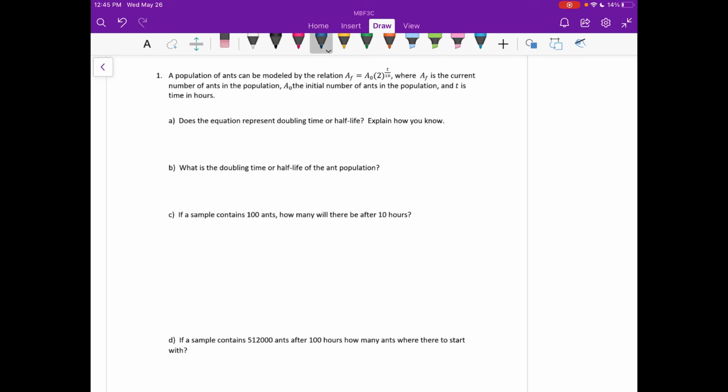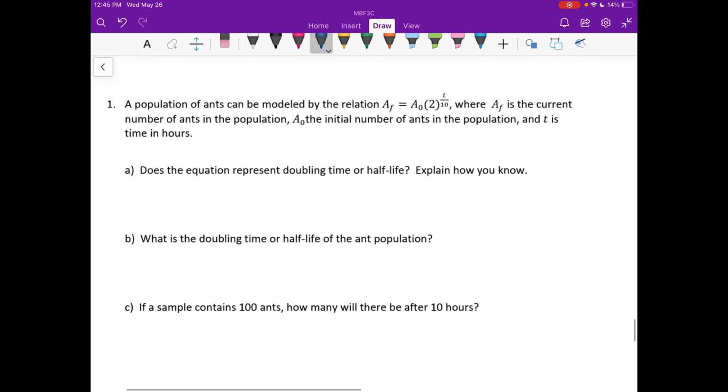Other than that, I am going to take it up with you now. So it says a population of ants can be modeled using this equation, right? Where AF is the current population of ants, AO is the initial population of ants, and T is the time in hours. Does this equation represent doubling or half-life? Explain how you know. So if I go in here, I'm going to look at my base.